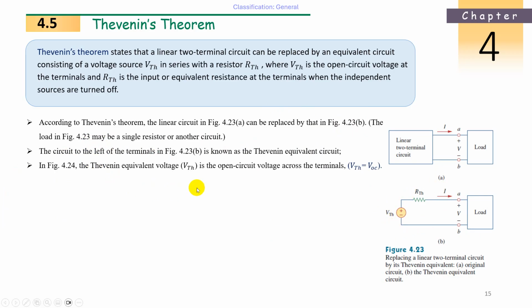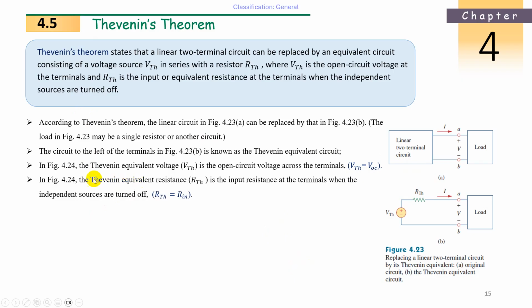Next, in the Thevenin equivalent circuit, V Thevenin is the open circuit voltage across the terminals. What is V Thevenin? Just remove this load resistance and open it. Between the A and B terminals, whatever voltage comes by solving the circuit, that is your V Thevenin or open circuit voltage. Both are the same. Now, what is the Thevenin's resistance? Thevenin's resistance is the input resistance at the terminal when the independent sources are off.